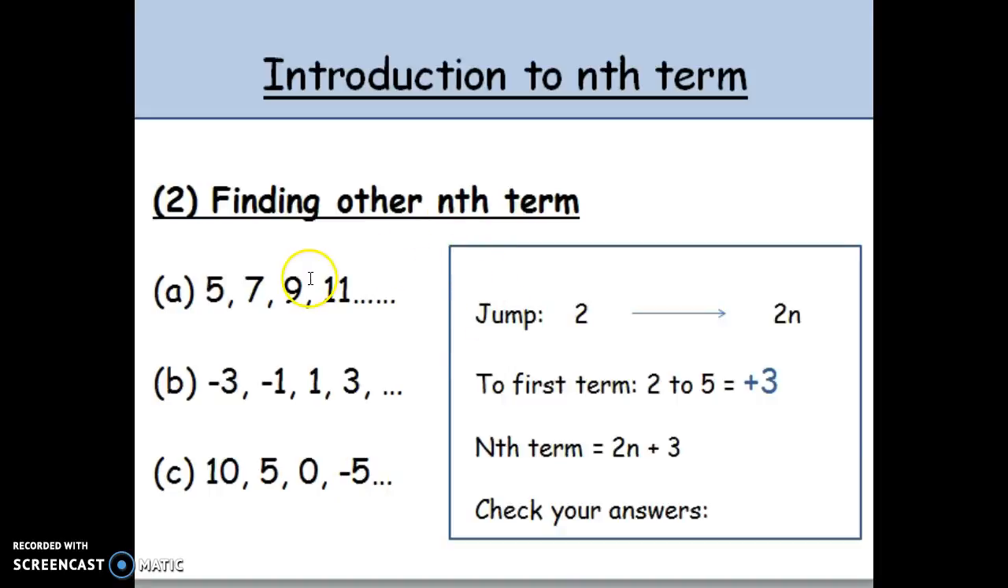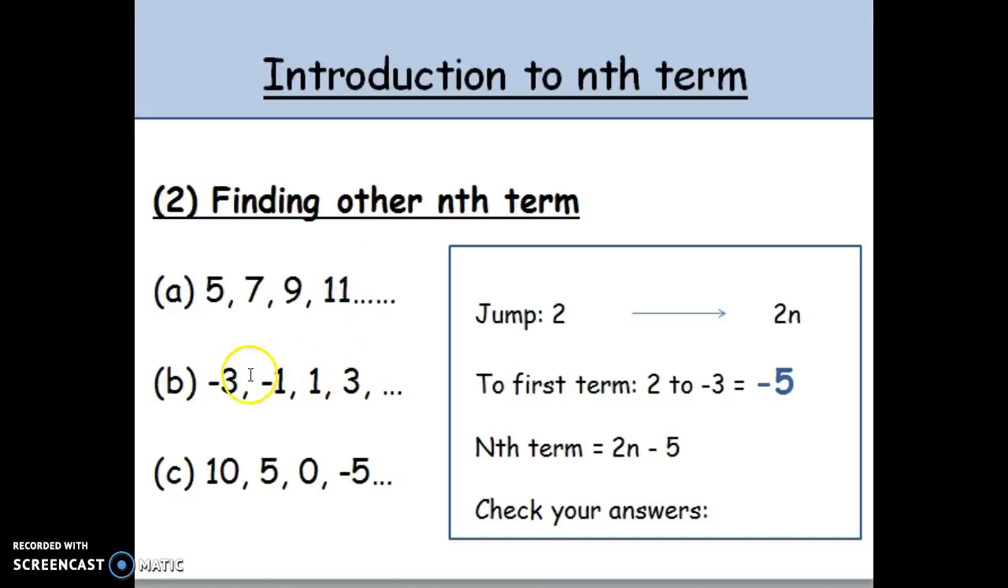Okay, so for the very first one, 5, 7, 9, 11, realistically the jump between 5 and 7 is just 2, so you tack on an n to it. The second thing you then see is, from 2, how much do I need to get to 5, our very first term? 2 to 5 is plus 3, so your final nth term is 2n plus 3. To check your answers, go back to the very first one, where n is equal to 1. You say 2 times 1 is 2, plus 3 is 5, and you're like, okay, that's sorted. If you want to be extra safe, check one more for the fourth term. 2 times 4 is 8, 8 plus 3 is 11, so then you're sorted.